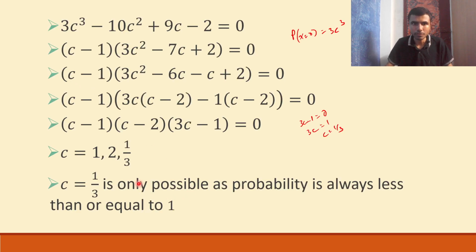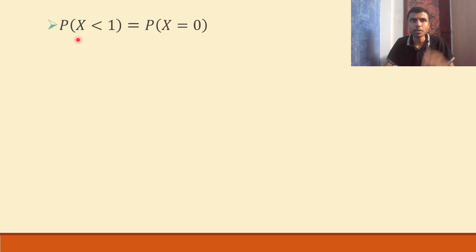Now we got the value of c. Next, they asked us to find out P of X less than 1. Now see, P of X less than 1. Understand, what are the values that capital X can take? 0, 1, 2. Now X less than 1 means capital X can only be 0. In the three possibilities, capital X can only be 0. So P of X less than 1 is P of capital X equal to 0.